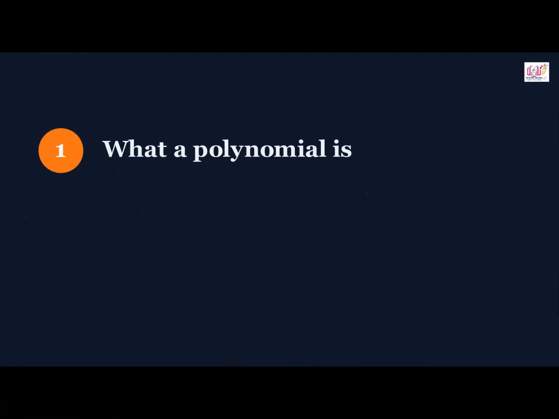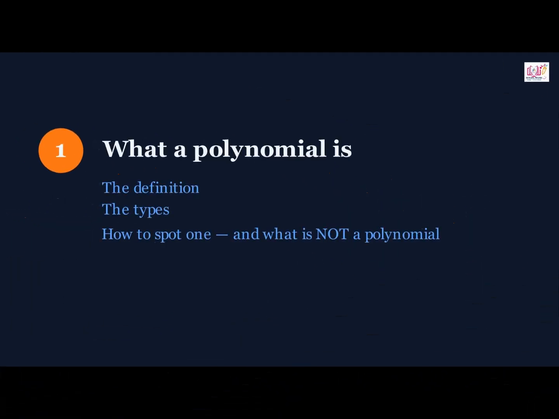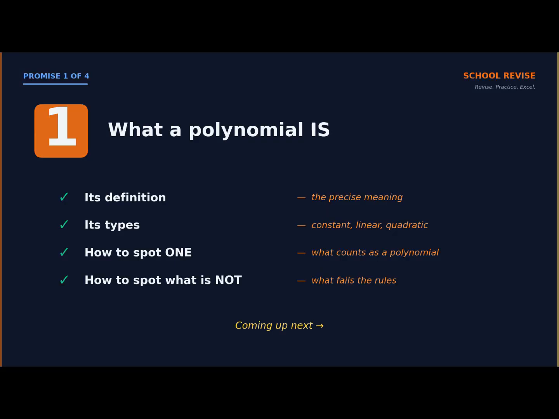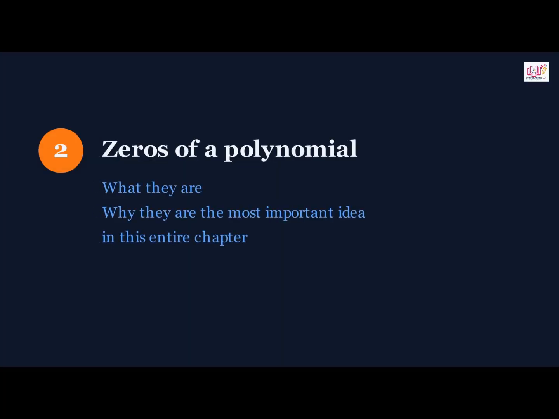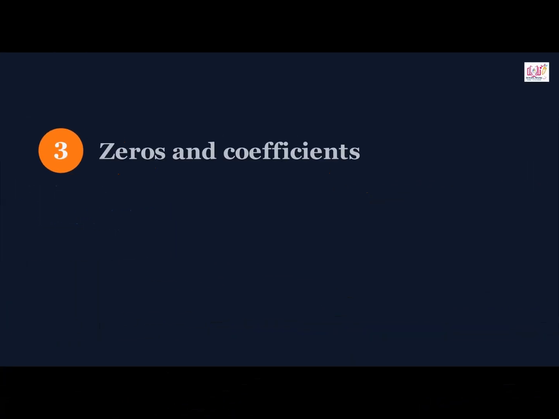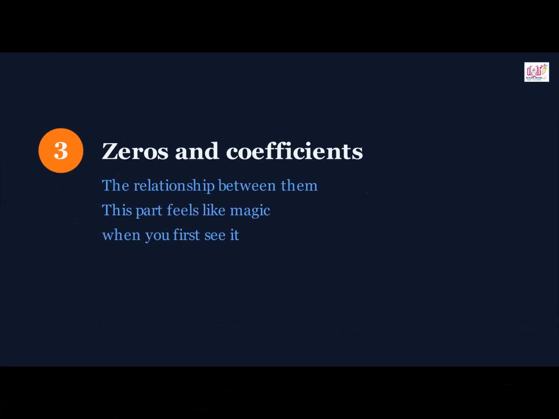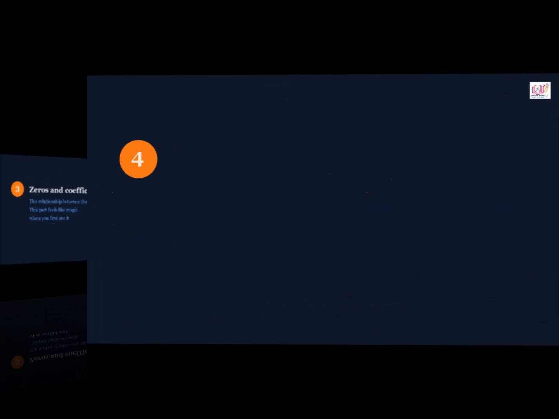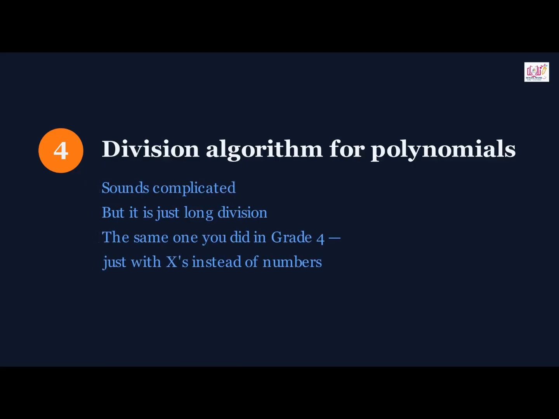1. What a polynomial actually is. The definition, the types, how to spot one and how to spot something that is not a polynomial. 2. What the zeros of a polynomial are, and why they are the single most important idea in this chapter. 3. The beautiful relationship between the zeros of a polynomial and its coefficients. This is the part that feels like magic when you first see it.